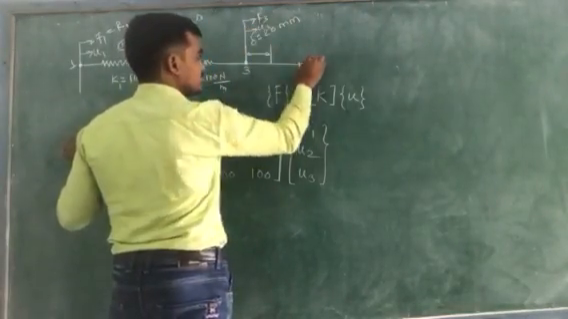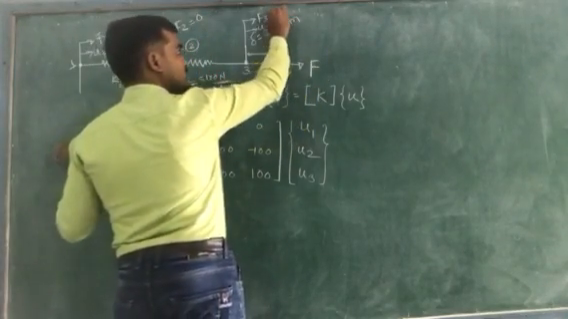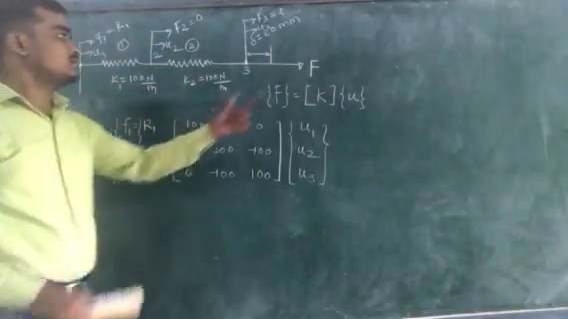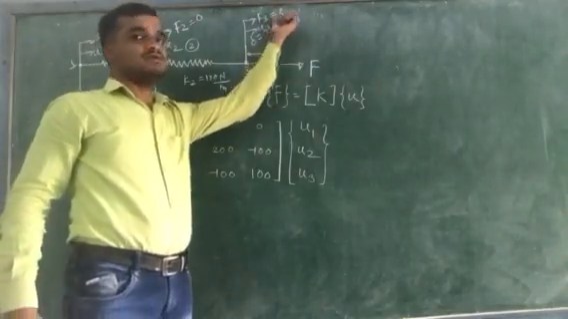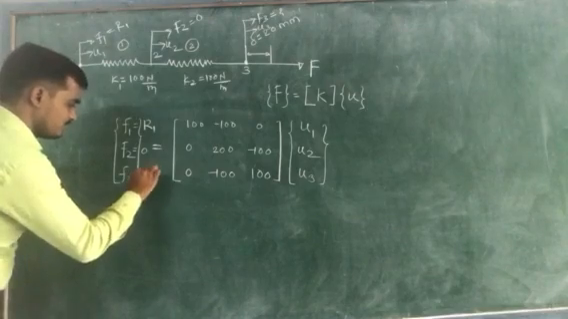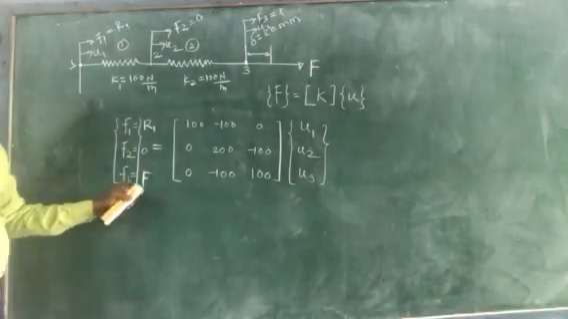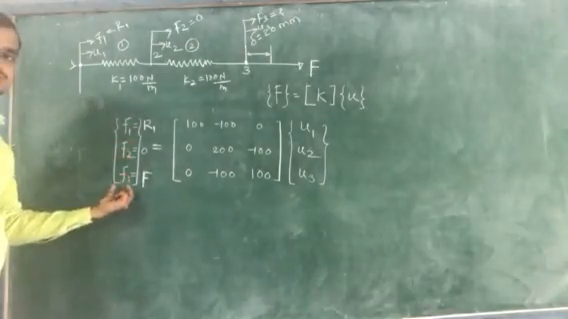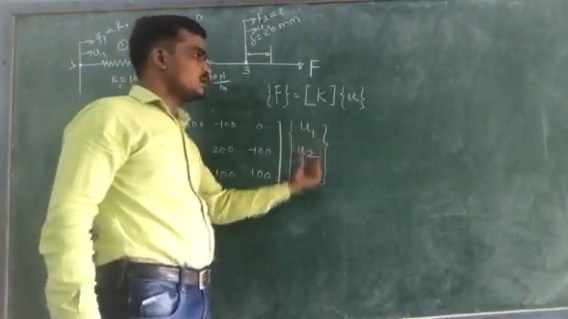Now next is F3. Actually this is unknown and we need to find out this value. So F3 is not given. Here the question is to find out this value of F. So F3 will become capital F. Actually this is the question: what we need to find out is this value of F. Now this is about your nodal forces. Next step is to apply the boundary conditions for nodal displacement.